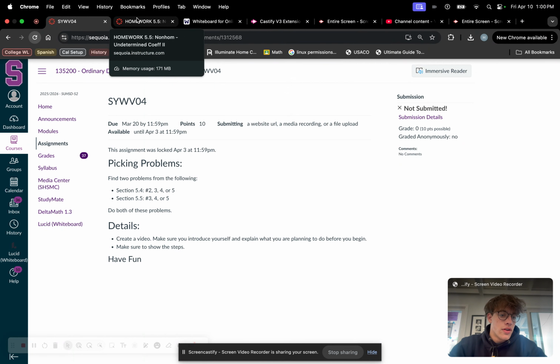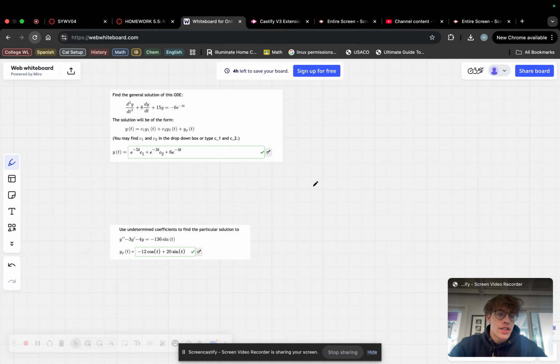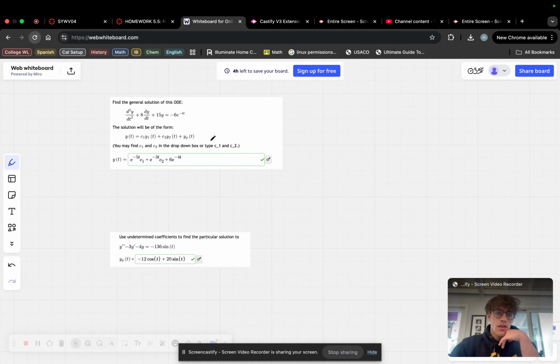The first problem that I chose to do is this one from 5.5. Finding the general solution to this non-homogeneous ordinary differential equation.